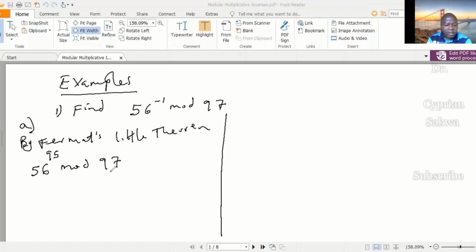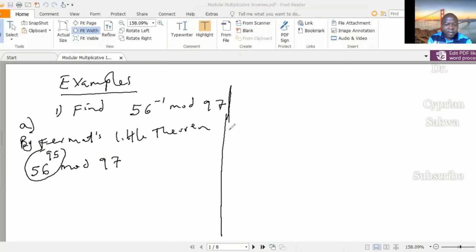So we're just asking ourselves, what would be the remainder if this number is divided by 97? The remainder when this number is divided by 97 will be the inverse of 56. This is what it means. We just want to find out what the remainder is if this number is divided by 97. So there is a very easy way of doing that.